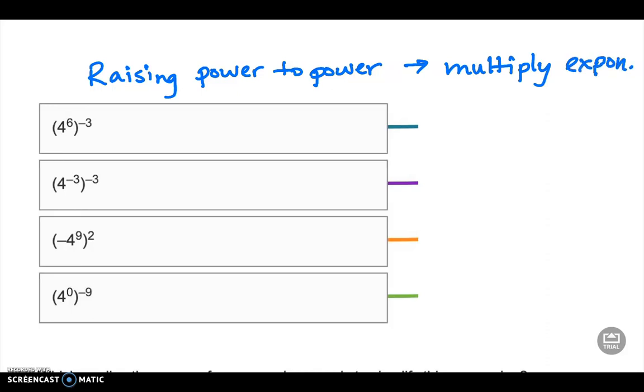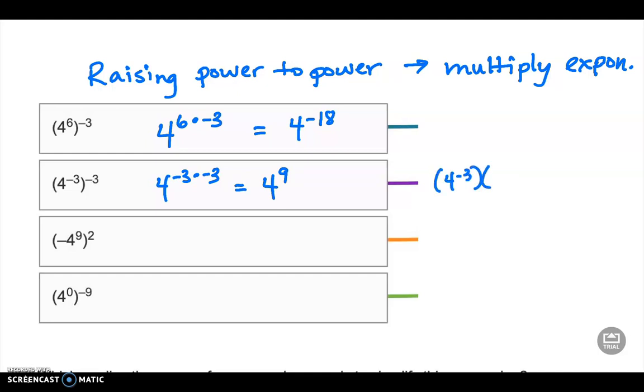So in this case, 4 to the 6th, all to the negative 3, is equal to 4 to the 6th times a negative 3, which is equal to 4 to the negative 18th. In this case, we have 4 to the negative 3, all to the negative 3. Negative 3 times negative 3 is equal to a positive 9. And we could rewrite all of those very simply. We could say 4 to the negative 3 times would be 1 over 4 to the 3rd times 1 over 4 to the 3rd.